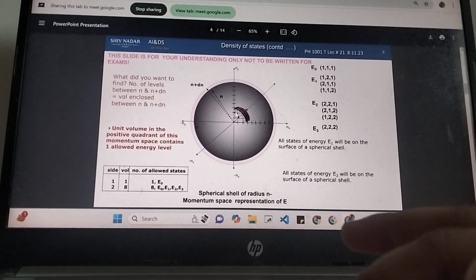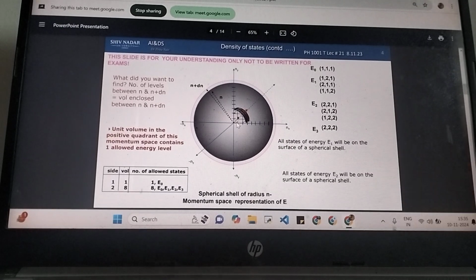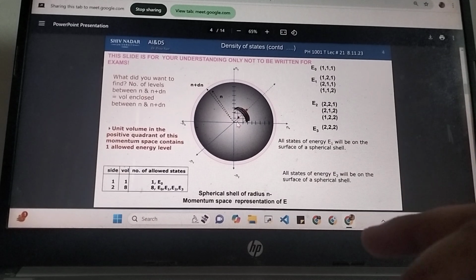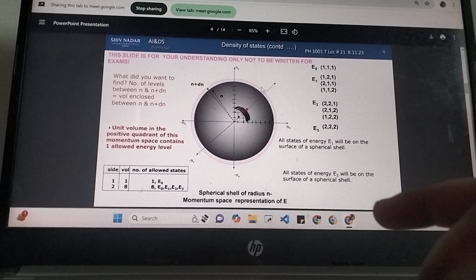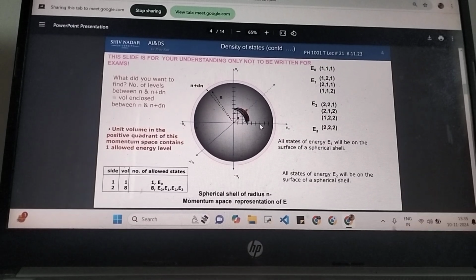you start by visualizing a cube of side 1 unit. So the volume of the cube is 1 cubic unit. The dimensions are 1 by 1 by 1. So you will find that you can put an atom at the edge of the cube with coordinates 1 comma 1 comma 1. Here remember that the axes represent the quantum numbers, and the quantum numbers can only take positive integer values.